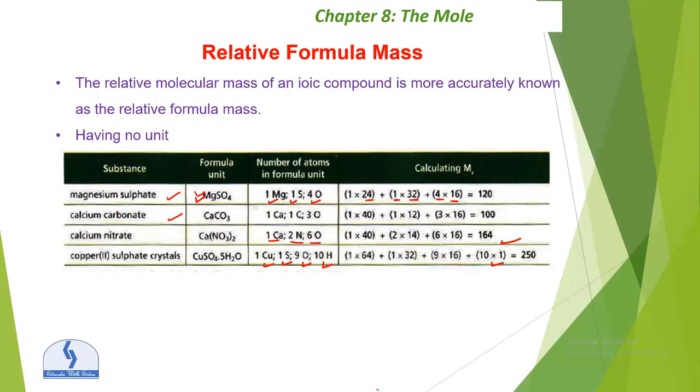Write the number of atoms multiplied by the atomic weight and add all the elements together, so you can get the relative formula mass of an ionic compound.